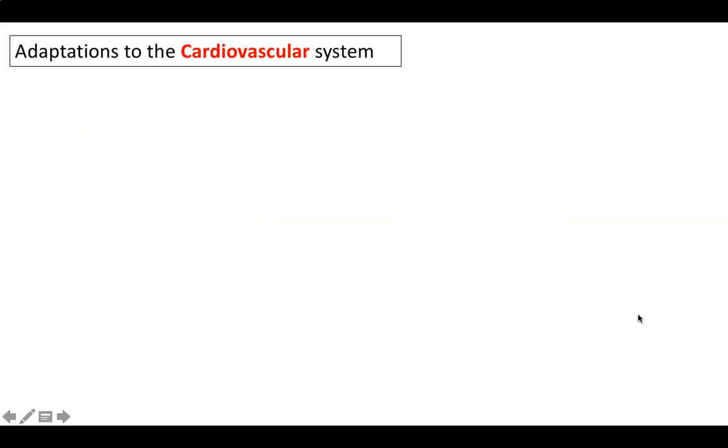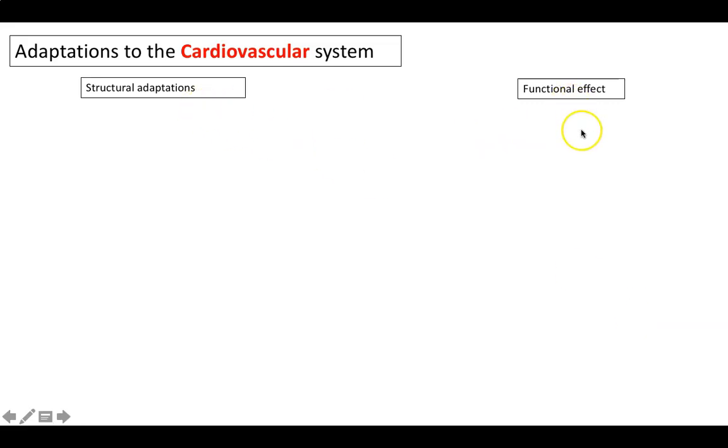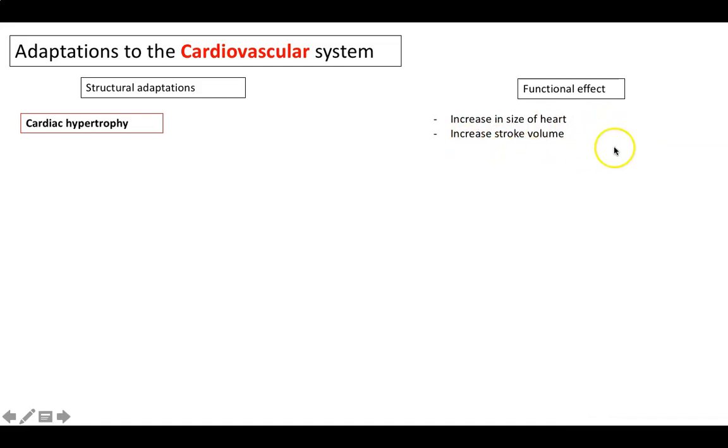Okay, so adaptations to the cardiovascular system, structural adaptations, and then the actual effect of them. First of all, cardiac hypertrophy. So this is an increase in the size of the heart, specifically the left ventricle. This means we get an increase in stroke volume, which essentially means we're going to get an increase in cardiac output as well.